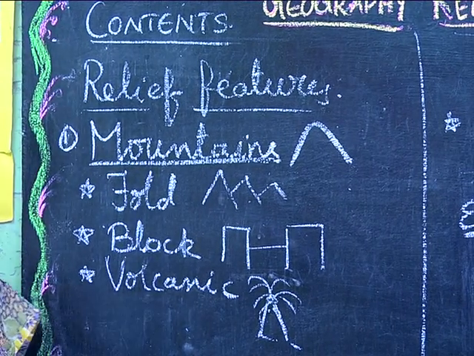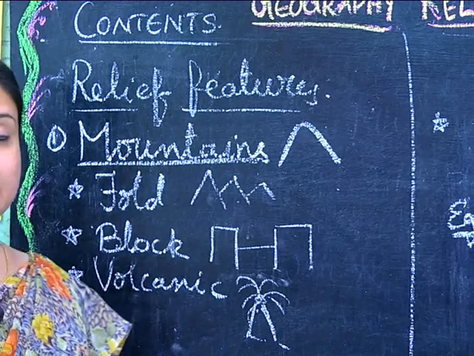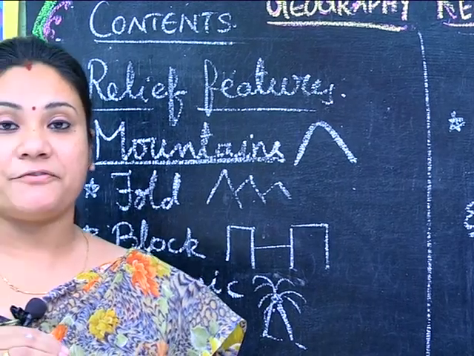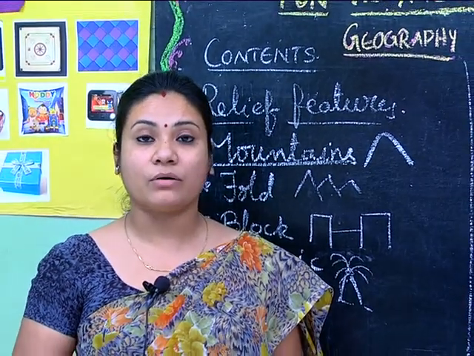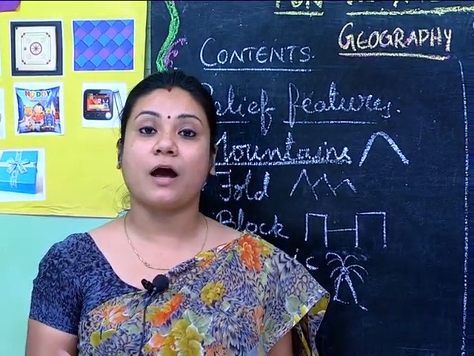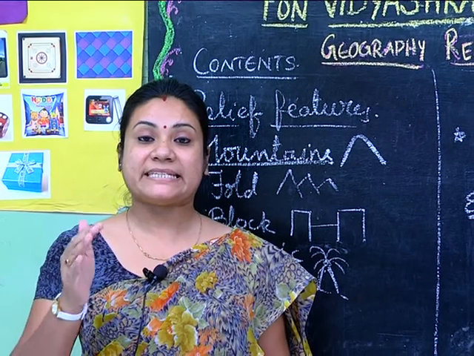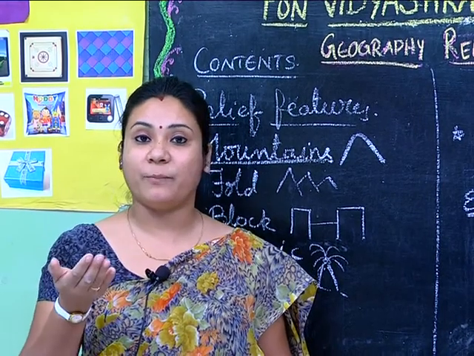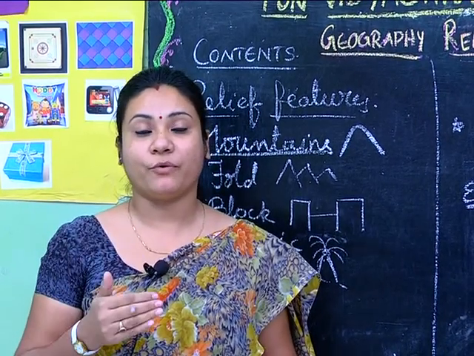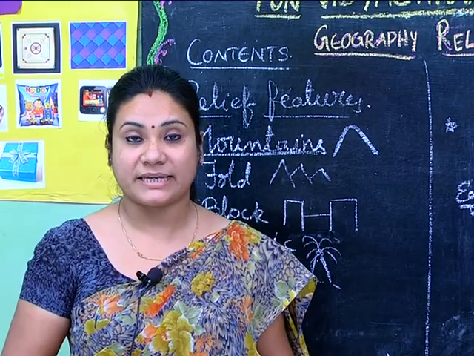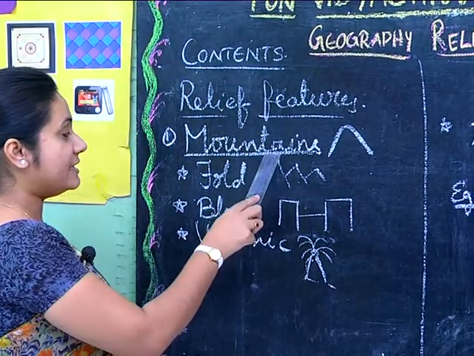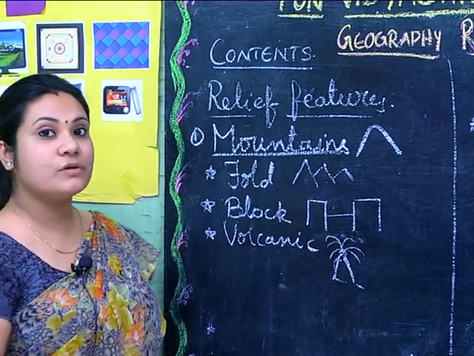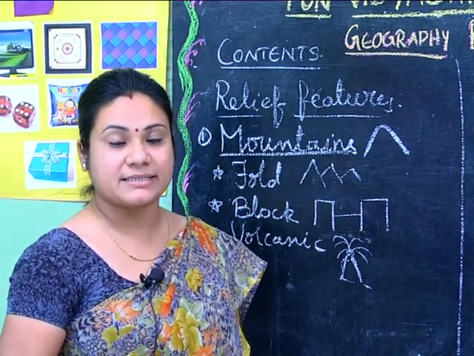Now, what are fold mountains? The word fold refers to the up and down structure of the mountains. How are these caused? When the layers of rocks are pushed from both sides, it elevates the layers of rock upward with the help of folds, resulting in fold mountains. The upfolds are known as anticlines and the downfolds are known as synclines.